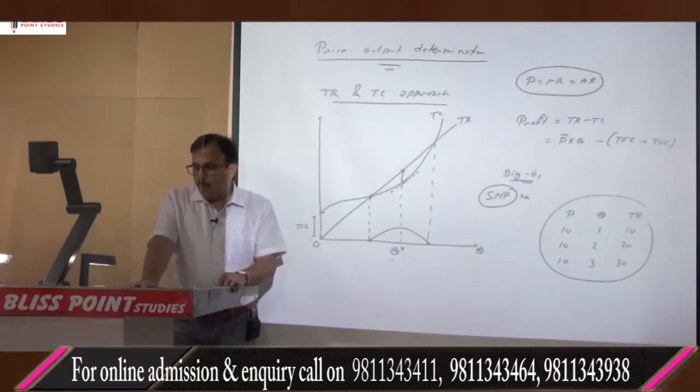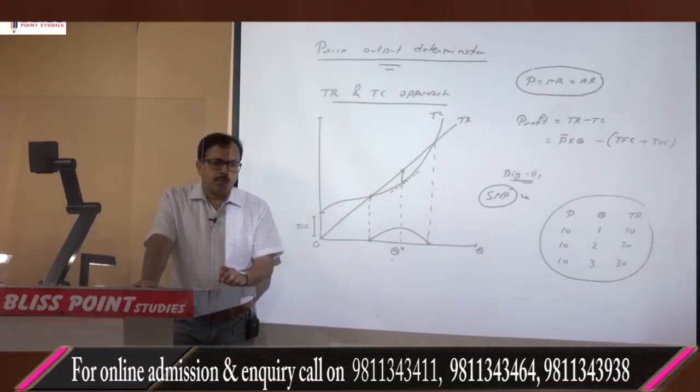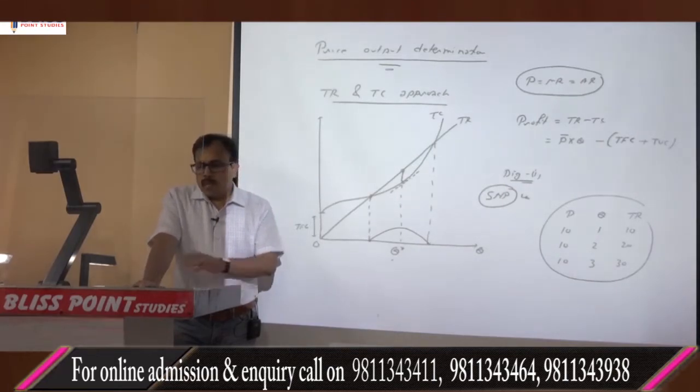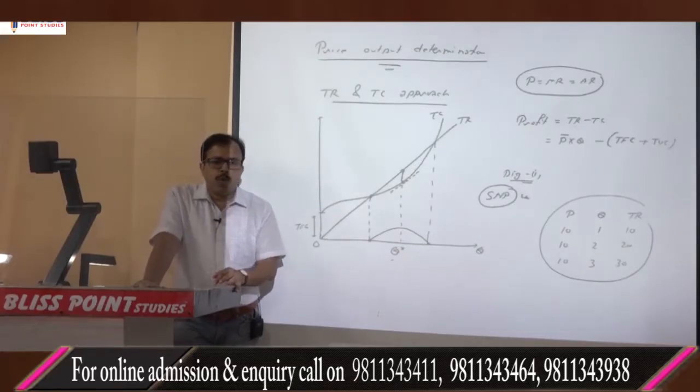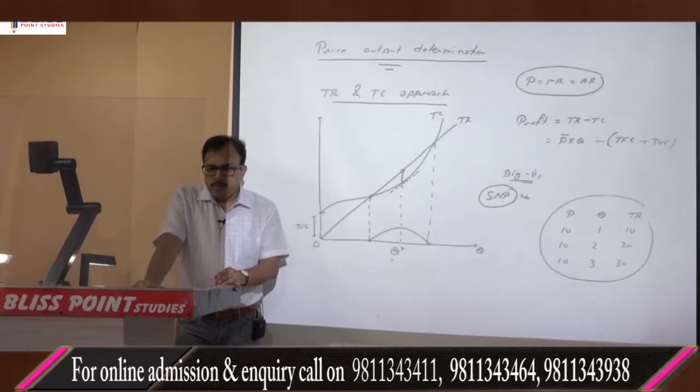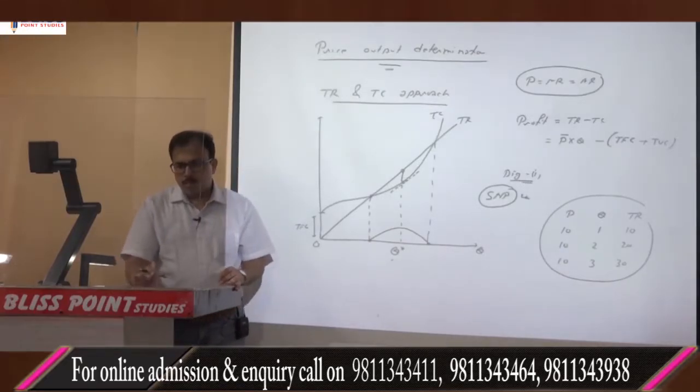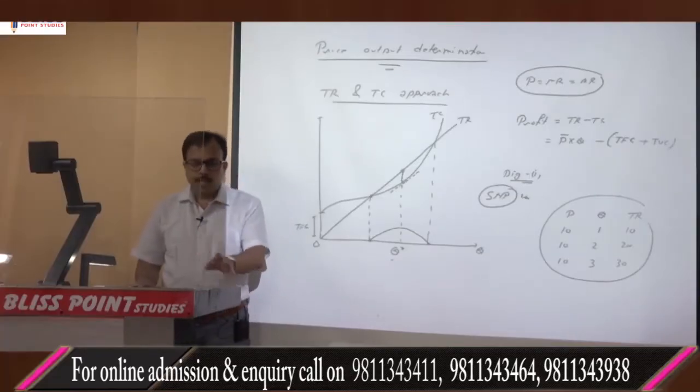Next, the total cost curve is inverted S in shape due to the law of diminishing return. Underline that.